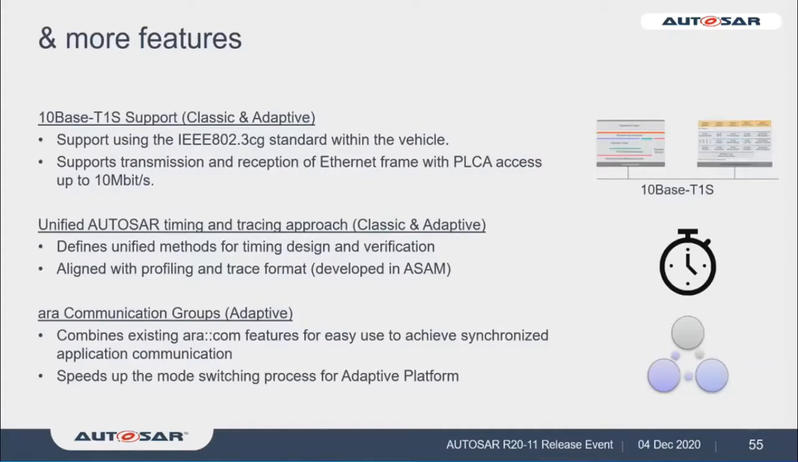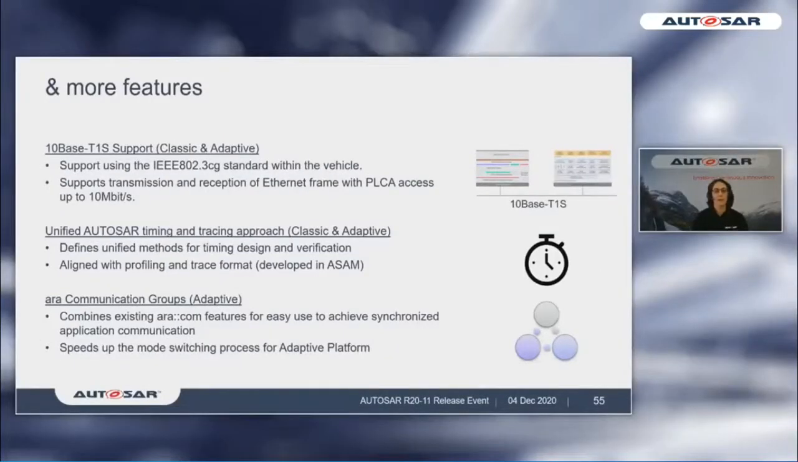So this is not all that we have released, and just to summarize and tell you what else you can get. Last but not least, we're also introducing support for 10BASE-T1S, both in classic and adaptive. So now you can use the IEEE standard supporting 10 megabit per second Ethernet frames. We are also unifying the AUTOSAR timing and tracing. So both classic and adaptive will offer unified methods for timing design and verification. And this is also aligned with the ASAM project, standardizing the profiling and trace format.